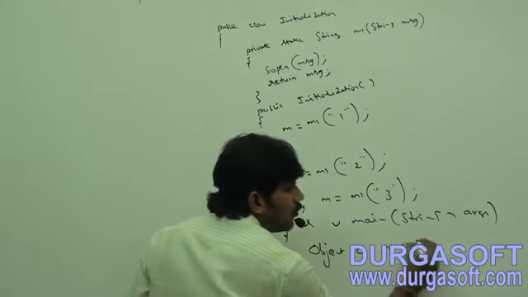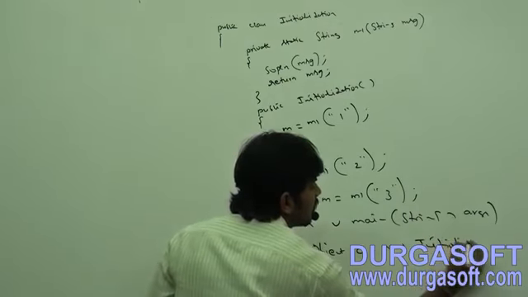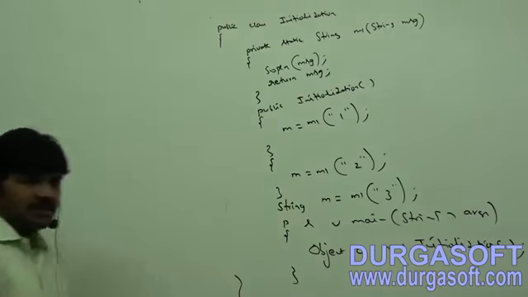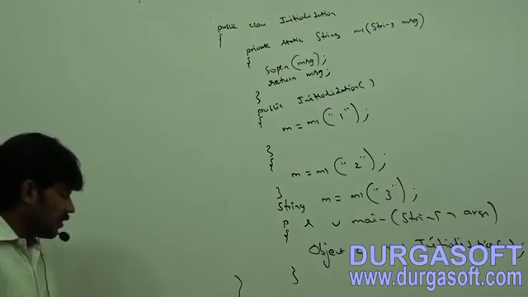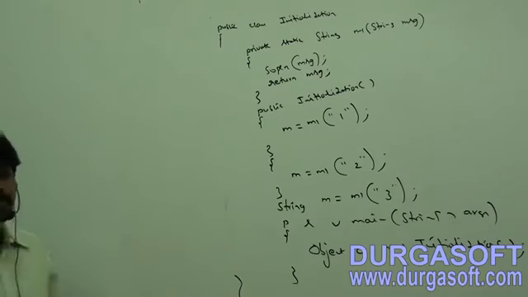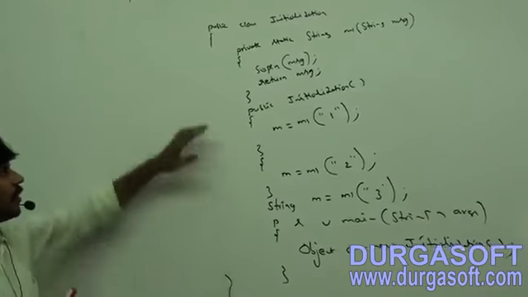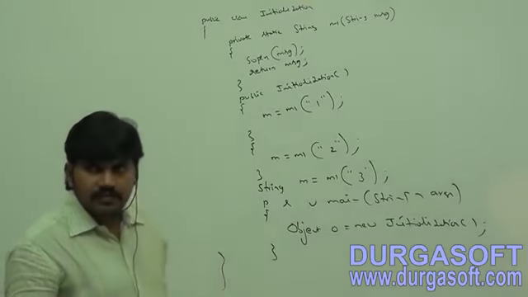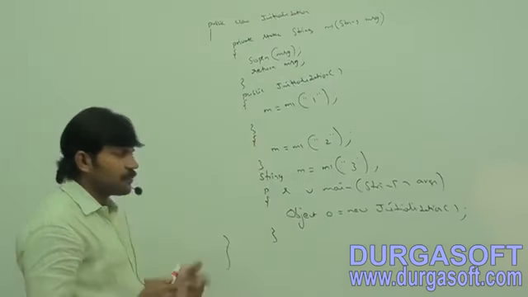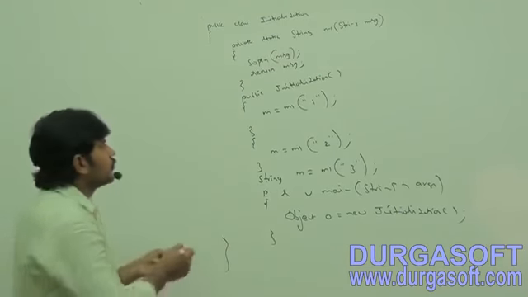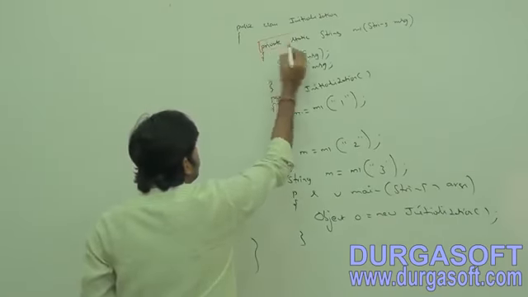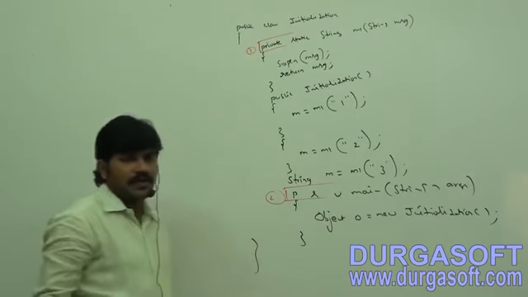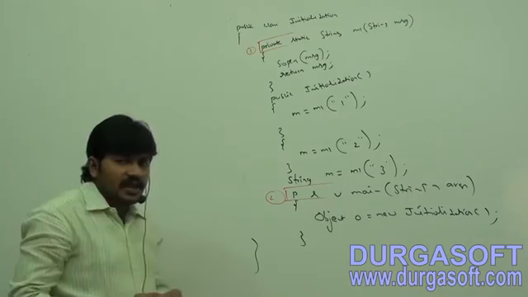Object o is equal to new Initialization. Sir, I'm creating an object. A simple example, you have to tell what is the output we are going to get by default. If I'm executing this code, what is the first step? Identification of static members from top to bottom. How many static members are there? Only 2. This is the first static member, and the main method is the second static member.